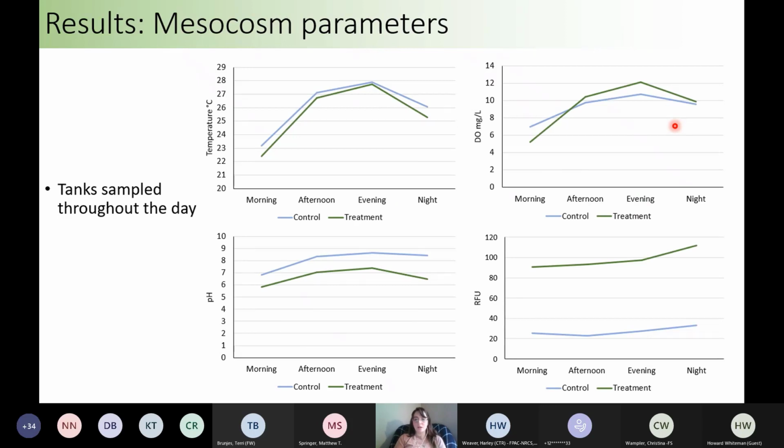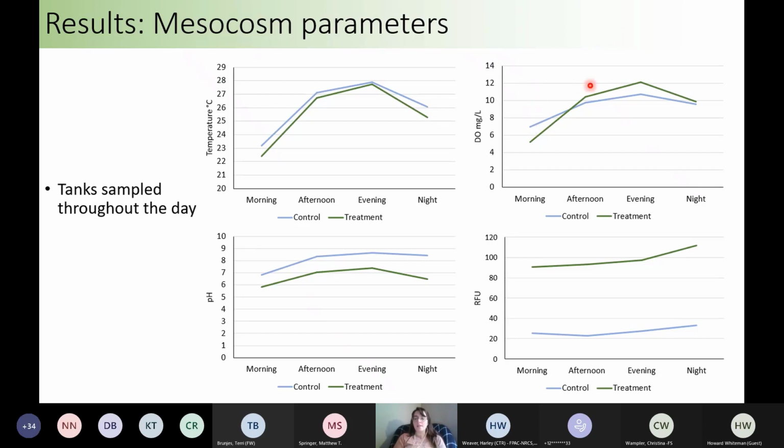So a number of weeks after I got the initial sampling, I went out again and sampled all of my tanks throughout the day just to see what the trends were. So some of these make complete sense. Temperatures are going to be lower in the morning, peak in the evening, and then drop off. pH has the same trend. But something that was really interesting to see was that really early in the morning, before any productivity could really have occurred, before there was any sun exposure on the tanks, our control tanks actually had a higher volume of dissolved oxygen.